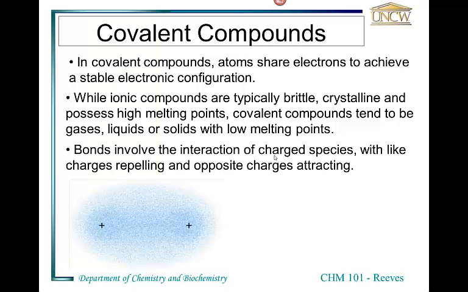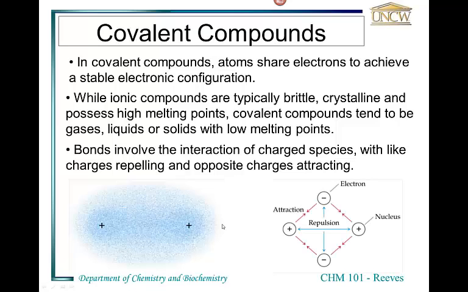In the case of covalent compounds, you have the positive nuclei, and the electrons that are being shared tend to accumulate, or electron density is greatest, between the two nuclei, and electrons are said to be the glue that holds the molecule together. So you have electron-electron repulsion, nuclear repulsion, but then you have the attraction of the nuclei to each of the electrons involved in the molecule.